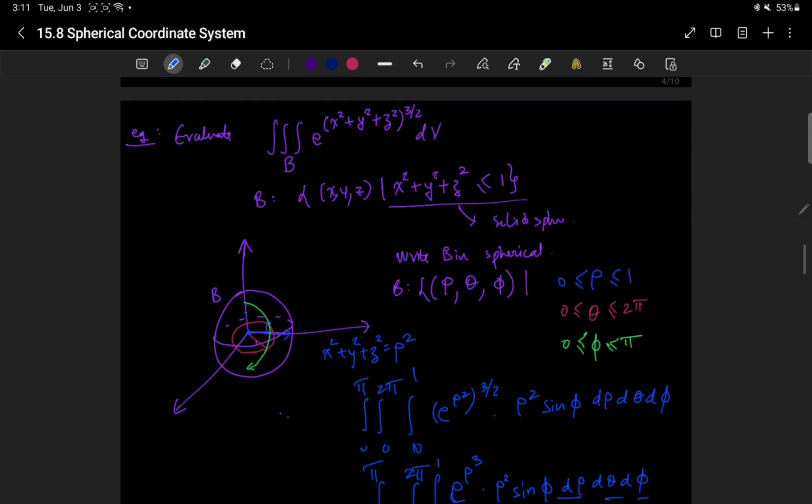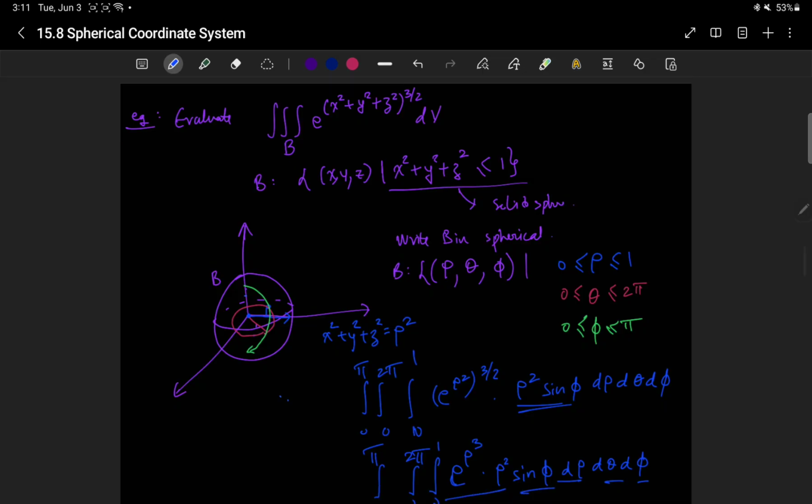Okay, so pretty straightforward, similar to polar coordinates, just making sure that you make the right substitution of x, y, and z values, and do not forget to add the rho squared sine phi at the end.